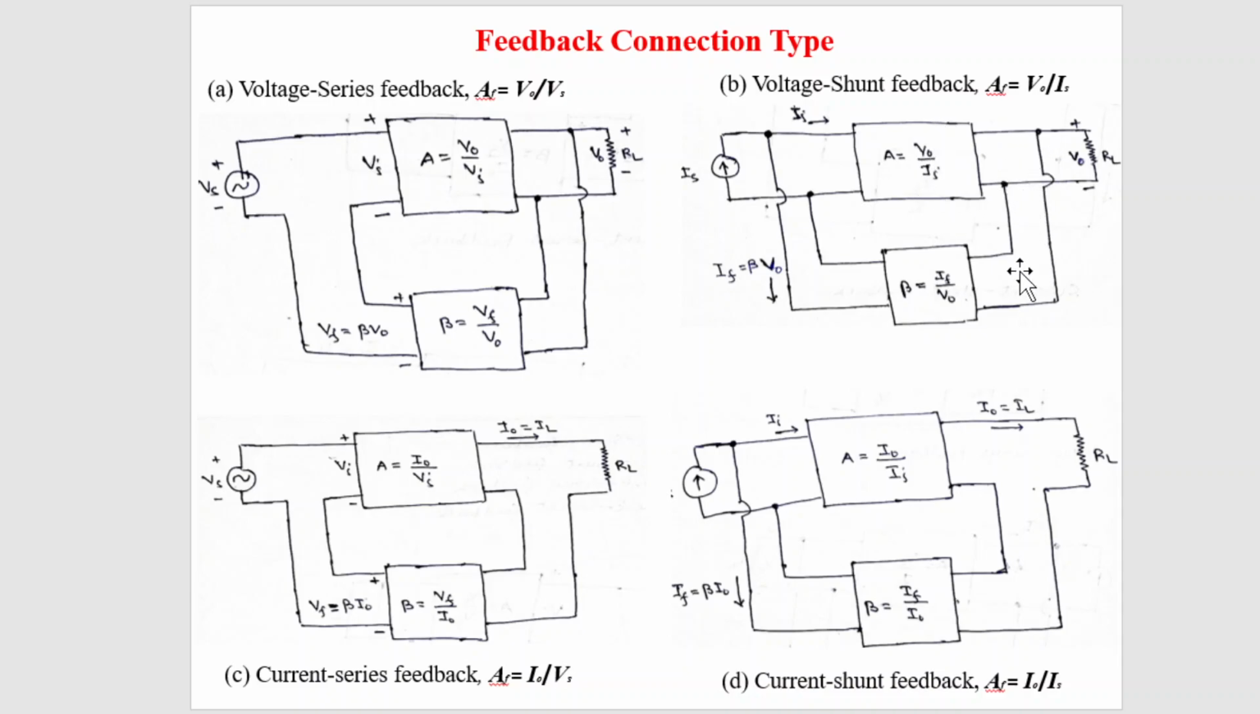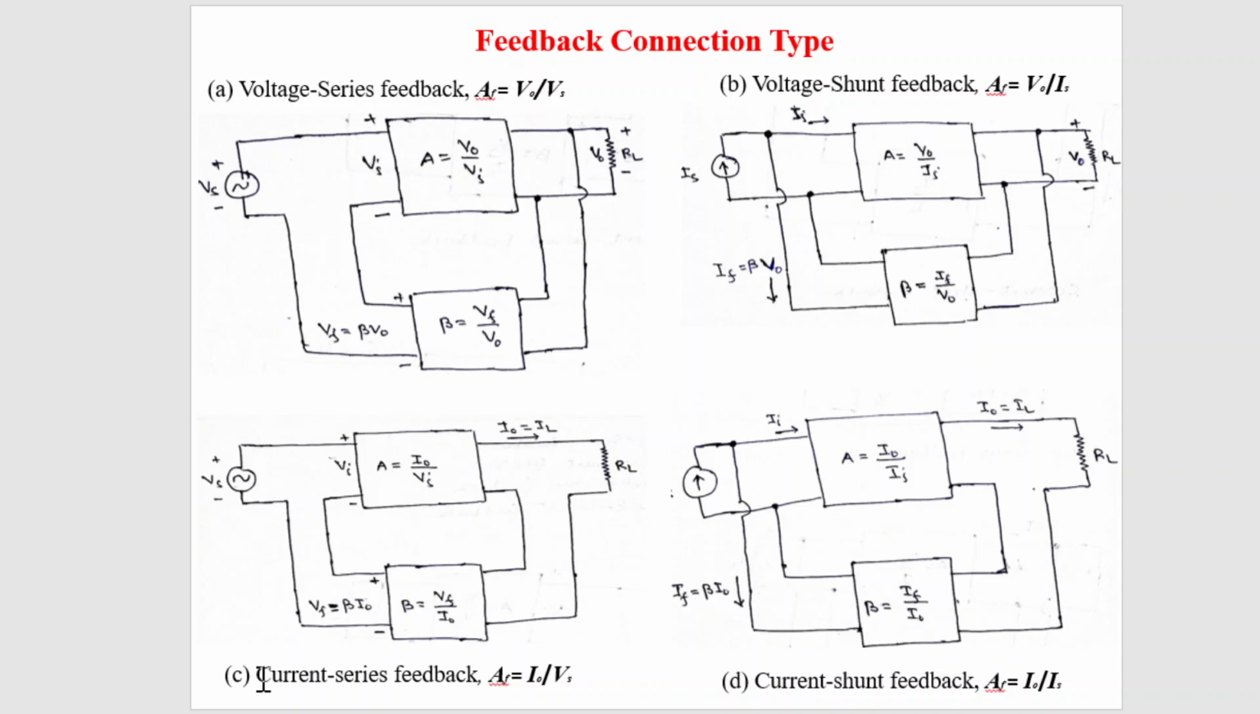This output voltage is fed back to the input current source in a parallel combination, that means plus to plus and minus to minus, through a feedback network. So what will be the value of beta? Here we have output as voltage and we have to feed back a current. Beta is defined as the feedback signal divided by the output signal. The feedback signal is current IF and the output signal is voltage, so beta is equal to IF upon output voltage.